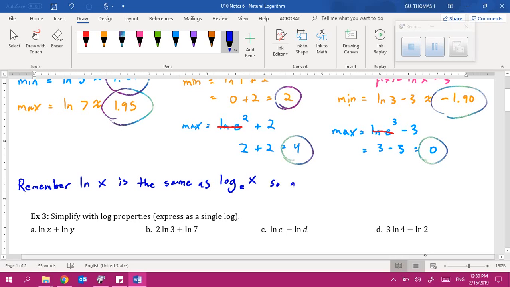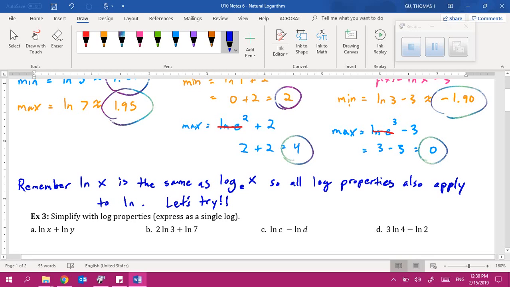so all log properties also apply to ln. Yeah, because ln is a log, it's just with the base of e. All the log properties are also going to apply to ln. Remember, these are the product property, the quotient property, inverse property, power property, and change of base.